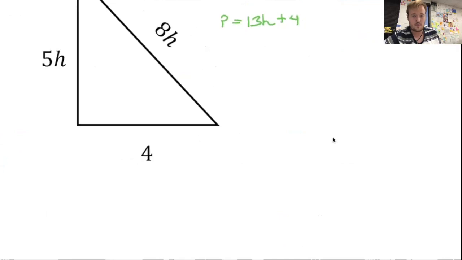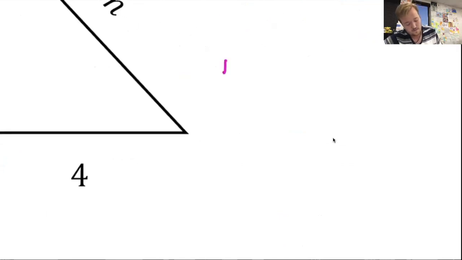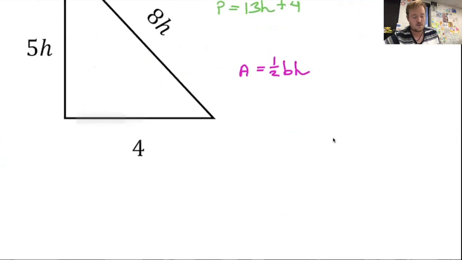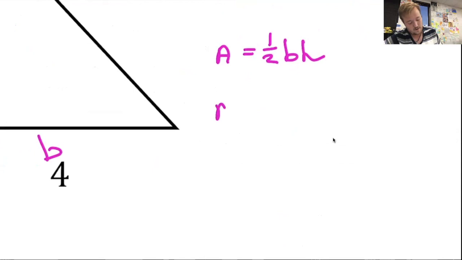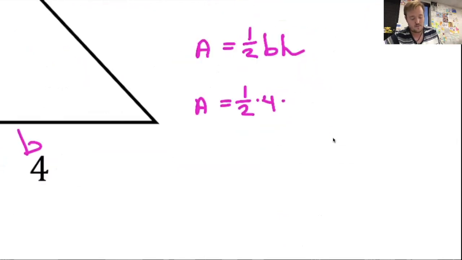All right, so now we're going to do our area. So the area is 1/2 times the base times the height. So we're going to be looking at our base and our height. So we don't really care about this length. So in this case, we're going to have area equals 1/2 times the base, which is 4, times the height, which is 5h.